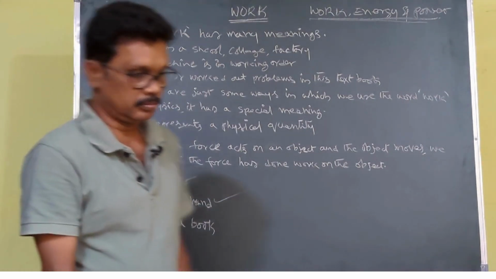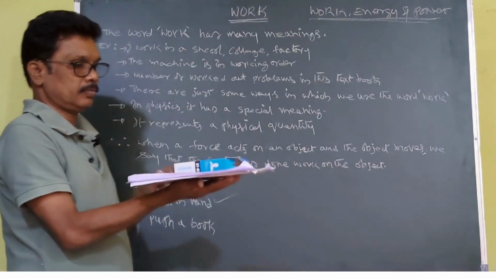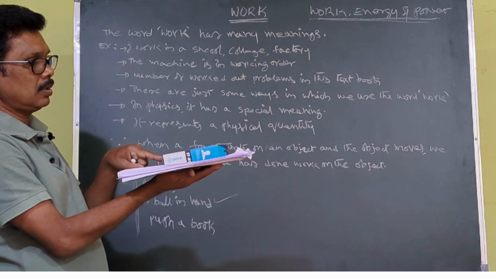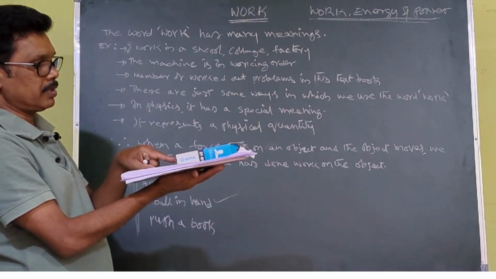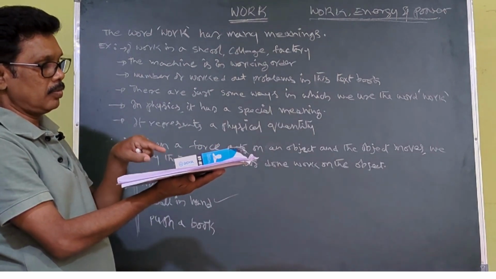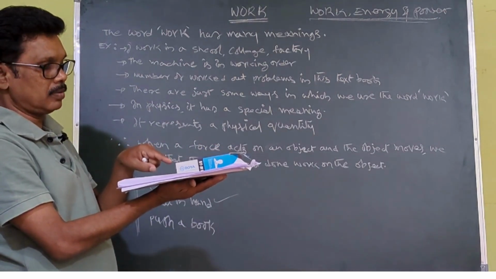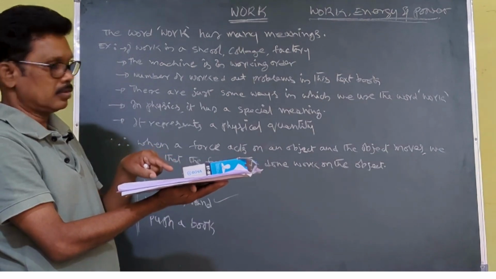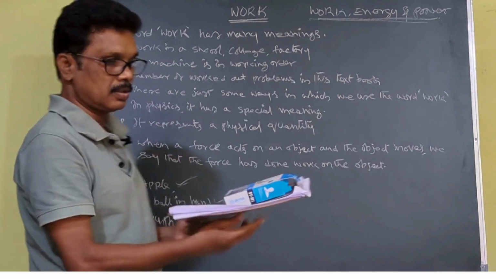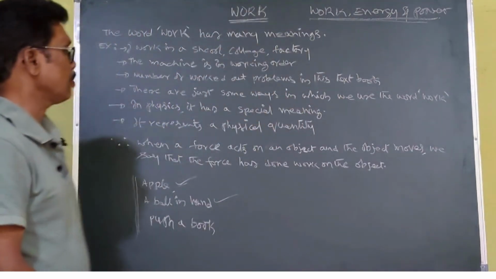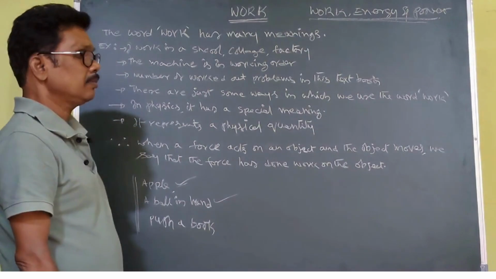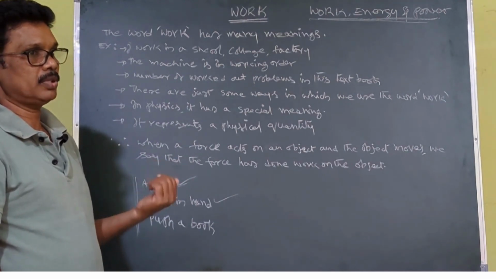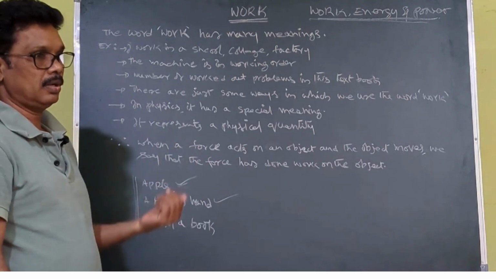Otherwise, you take another example. You take this one. If you apply a force through the finger, this object, that box gets displaced. So this force is doing work, so that this object gets displaced. Like this you can take several examples regarding work executed on any object, and that object gets displaced.